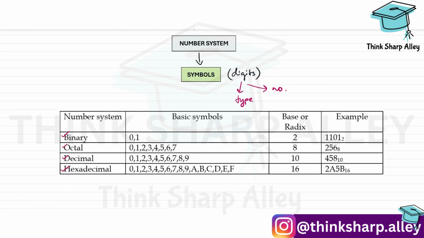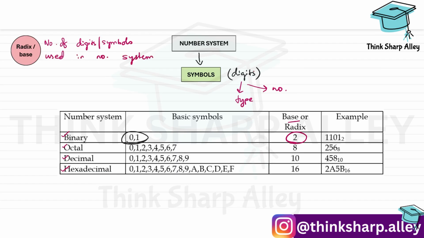Let's understand this with an example. Binary number system uses only two symbols, 0 and 1. So its base or radix is 2. Now what do we mean by base or radix? Base of a number system tells us how many digits are used in that system. For example, in binary we are using 2 digits, so its base is 2. In decimal, we are using 10 digits, 0 to 9. So its base is 10.